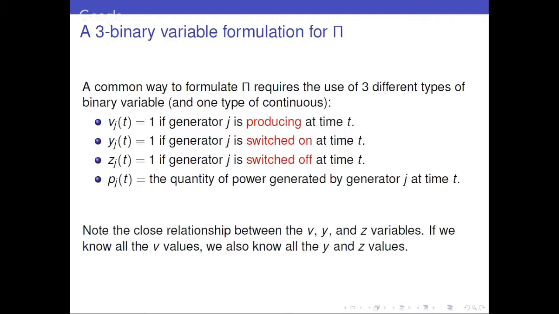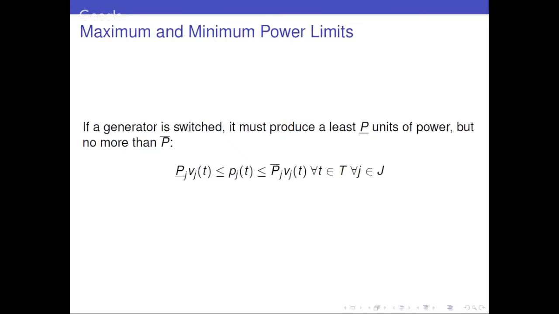If you know some of the information, for example, if you know all the V's, then you don't need to know the Y's and the Z's. You can deduce them. And we'll talk about that a little bit more in a moment. Let's stick with those variables for now. How are we going to write these constraints?